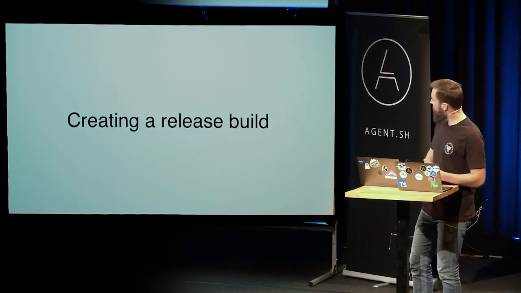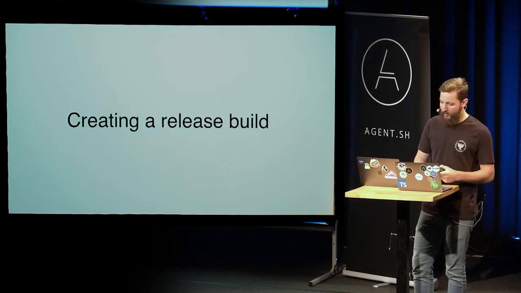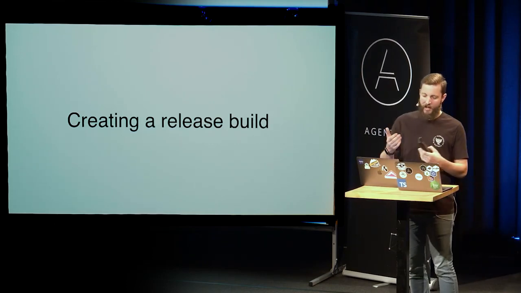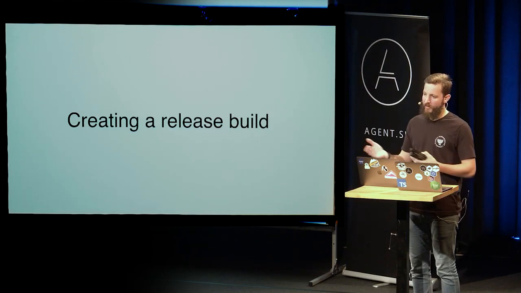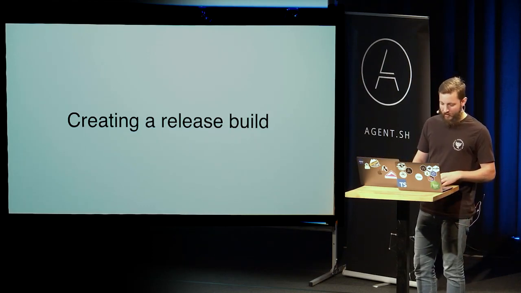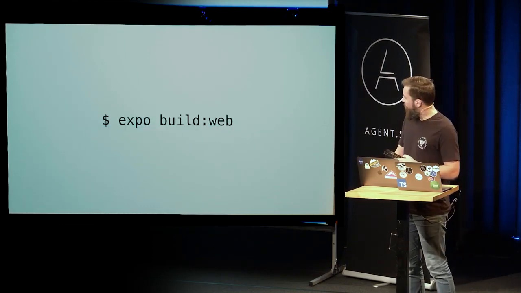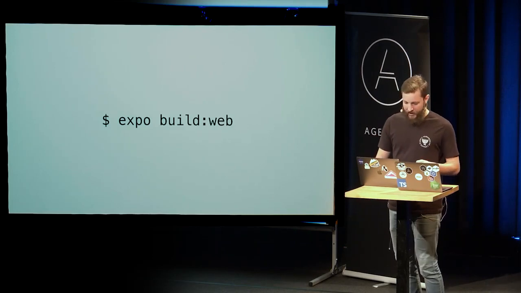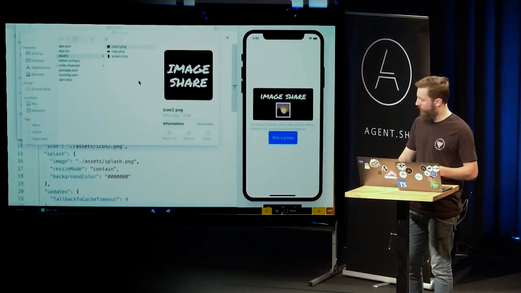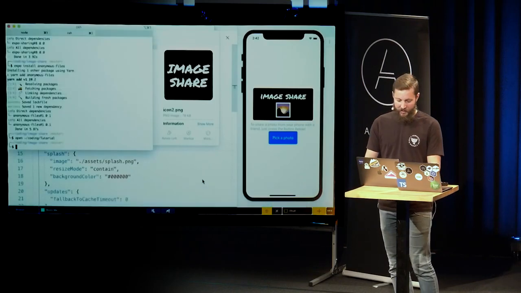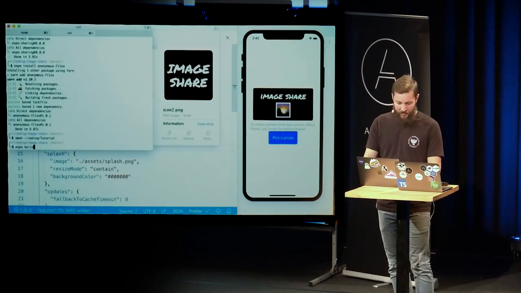Let's have a quick look now at the release build process. So we have this app, it's working in development. I want to now put it somewhere where people can use it. So we're going to start with web, which is the easiest one to do. All we need to do is run expo build web. It's pretty similar to doing any sort of build on a web project.